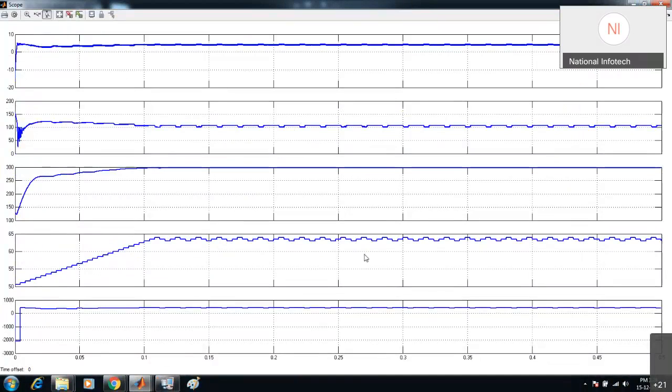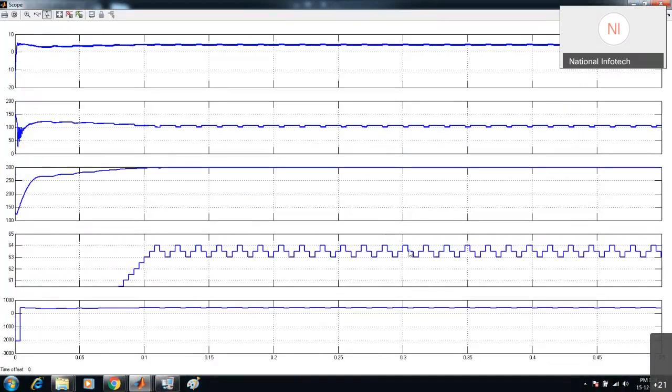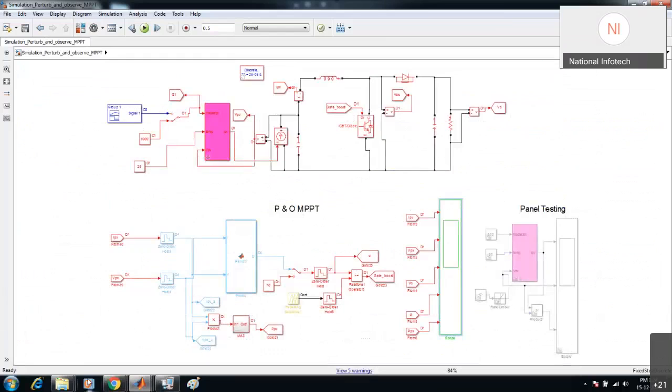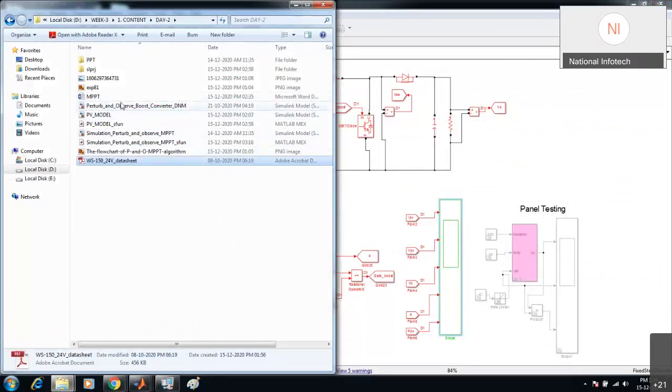So how can you verify that your PNO is properly working? In order to verify that your PNO is working, you get this kind of 3-step duty cycle. You can see this is 64, again 64.5, and again 63, again 63.5, and 64. So it is trying to stay on this maximum.